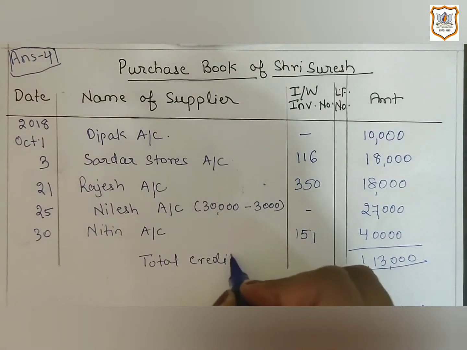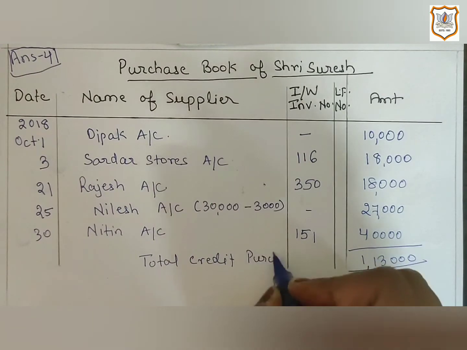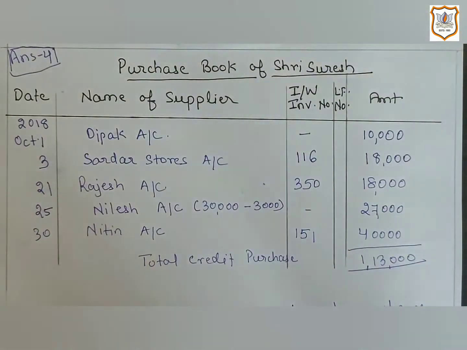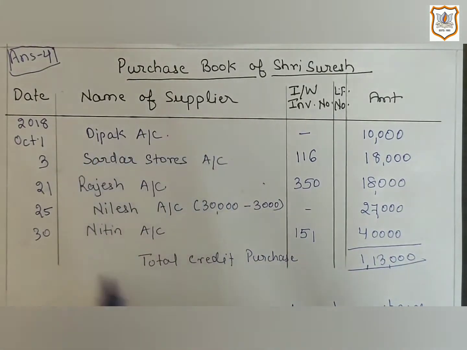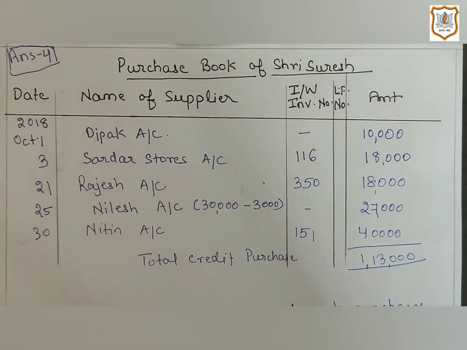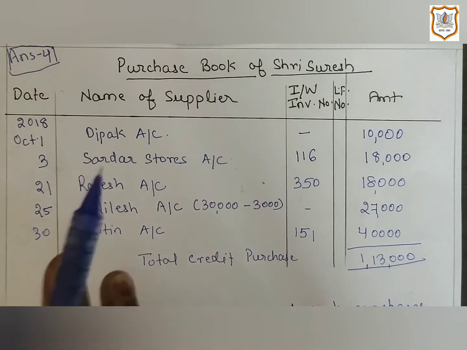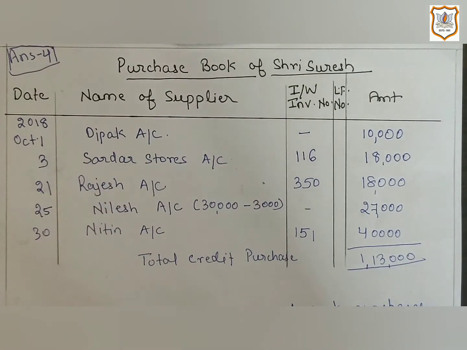credit purchase. So by preparing this, we get an idea that how much is our total purchase on credit and who are the suppliers from whom we have purchased goods on credit. So here you have to remember that in purchase book, only credit purchase of goods will be recorded. Here, no cash transaction, no cash or credit purchase of asset will be recorded.